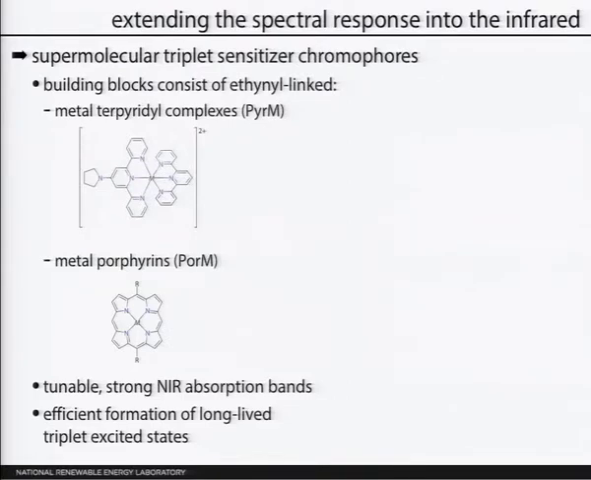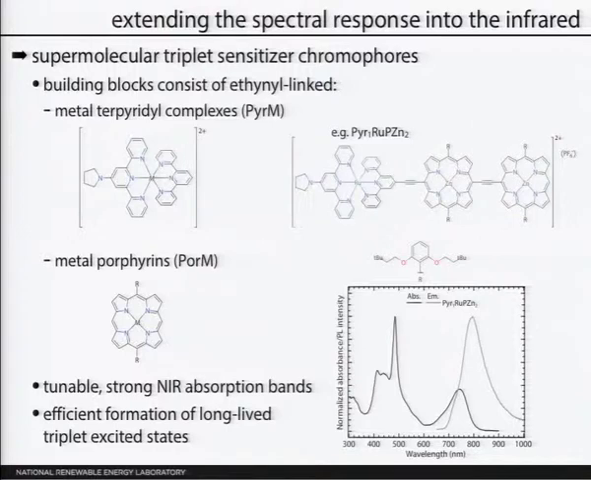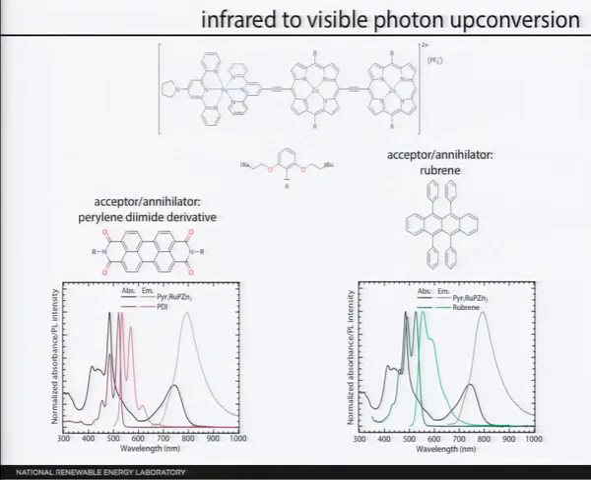So the approach we've taken to extending the spectral response has been to construct what we call supermolecular triplet sensitizers. These are built up from metal terpyridyl complexes and metal porphyrins. They have tunable, strong near-IR absorption bands, and they rapidly intersystem cross and give long-lived triplet excited states. And here's an example of one of these complexes. You can see it has strong absorption between 650 and 800 nanometers, so pretty good for an amorphous silicon device.